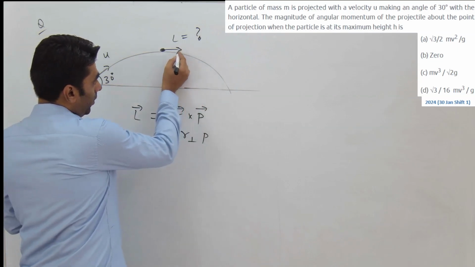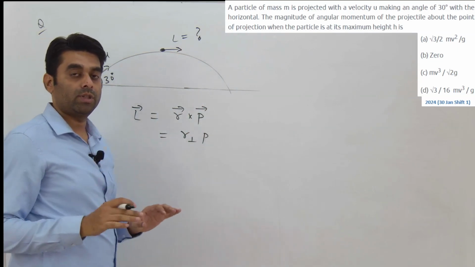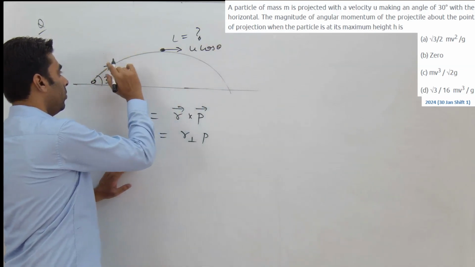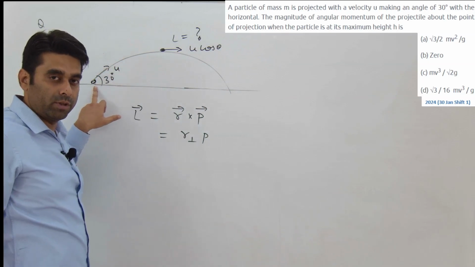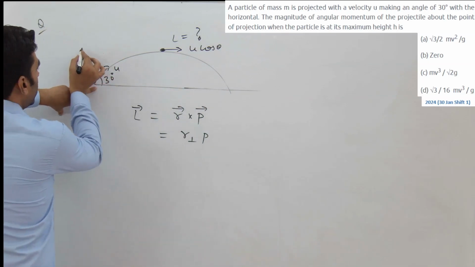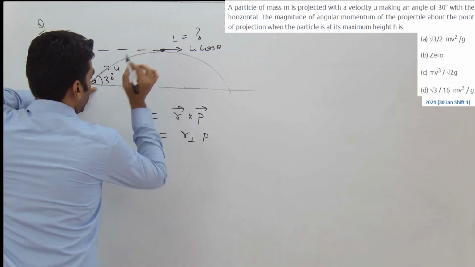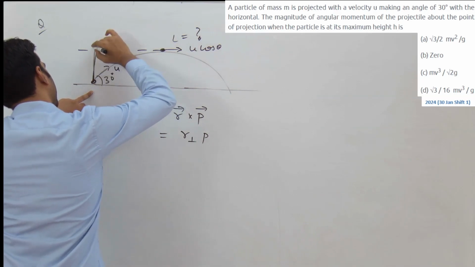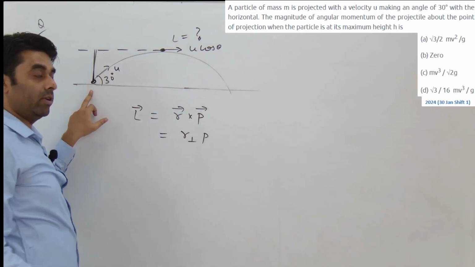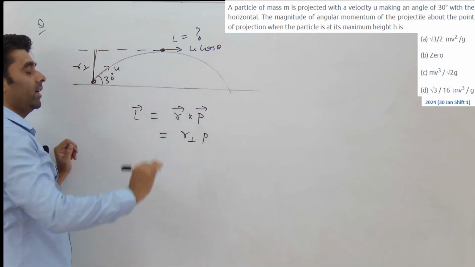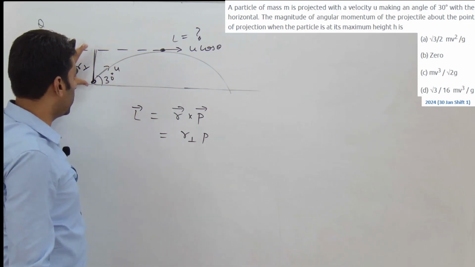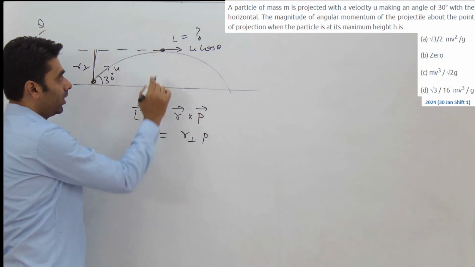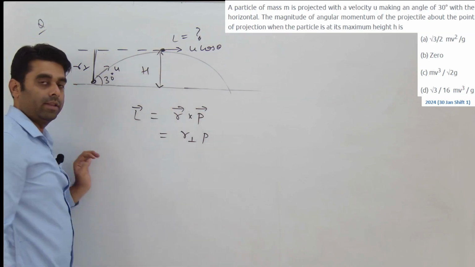What is the velocity at the topmost point? We know in case of projectile at the topmost point, velocity is u cos theta, right? Now about the point of projection, we want to find out angular momentum. Let us extend the line of motion of this velocity, and we'll drop a perpendicular from the point of projection, which is actually R perpendicular. Now if you notice carefully, this R perpendicular is nothing but the height of the projectile.